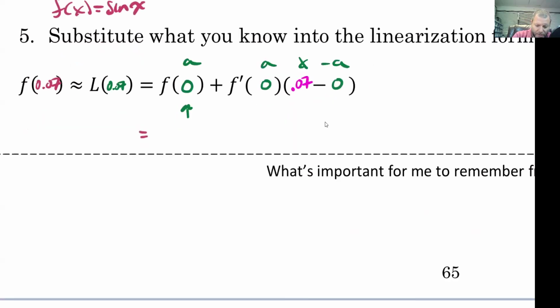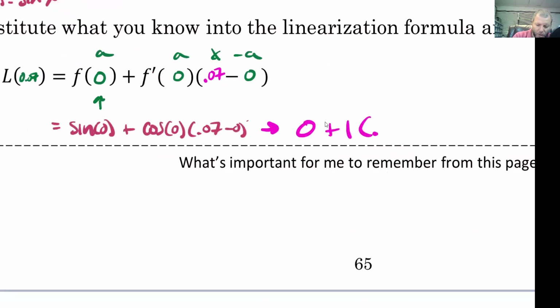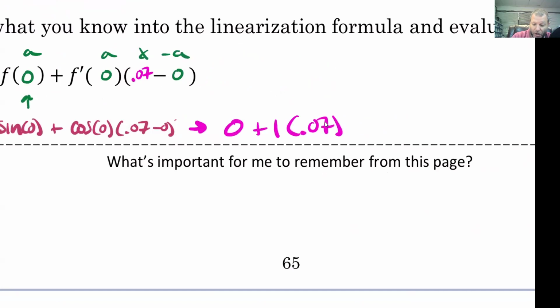So f of 0, that's the sine of 0. The derivative was the cosine, so that's going to be the cosine of 0. 0.07 minus 0 is just 0.07. Sine of 0, do it over here. Sine of 0 is going to be 0. Cosine of 0 is going to be 1. 0.07 minus 0 is just 0.07. So then our linearization is 0.07.